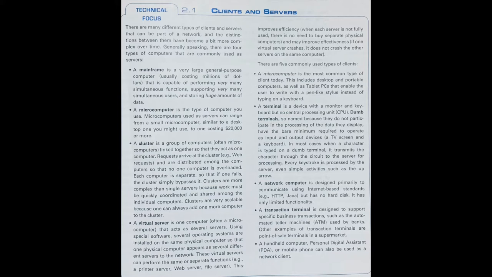The second type of a server is known as a microcomputer. The microcomputer is used as a server, and they range from small to similar to a desktop. And another type of server is a cluster, and a cluster is a group of computers, often microcomputers, which are linked together so that they act as one computer.